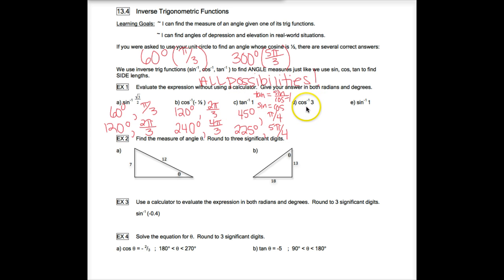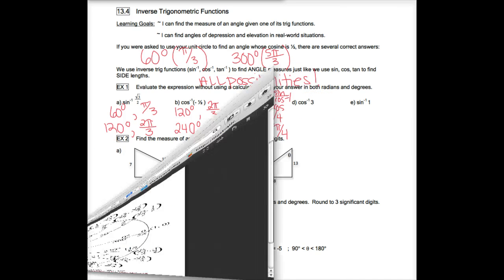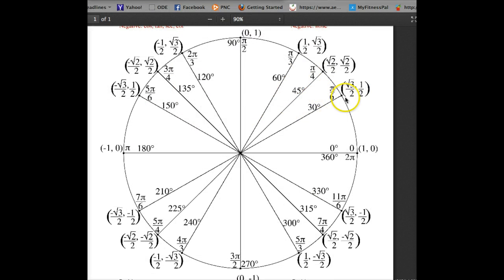All right, next one, inverse cosine of 3. So that means that we need the cosine to be 3. Well, if you look at your unit circle, there is no place where the cosine is 3. Cosine is the x value. Notice that all of our x values are going to be between 1 and -1.